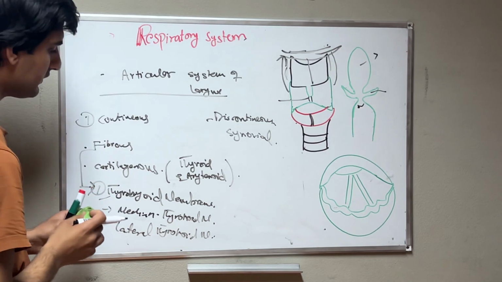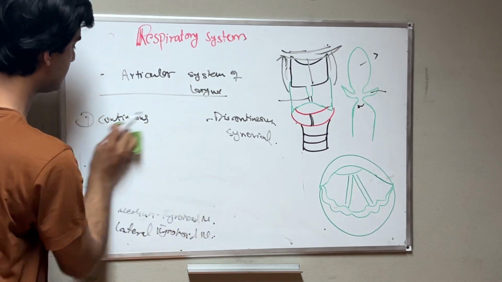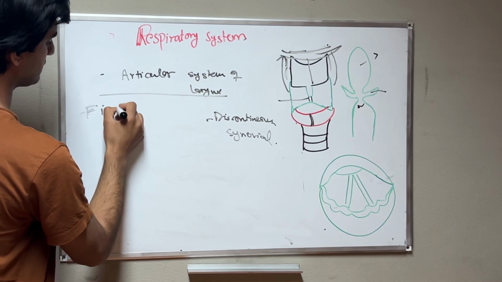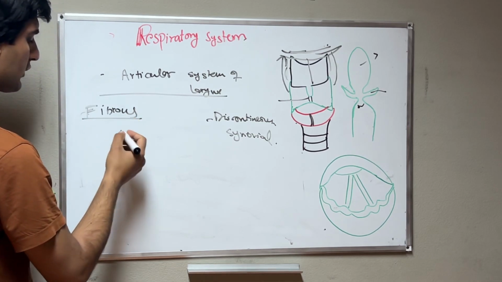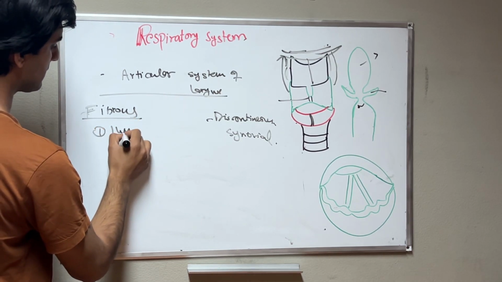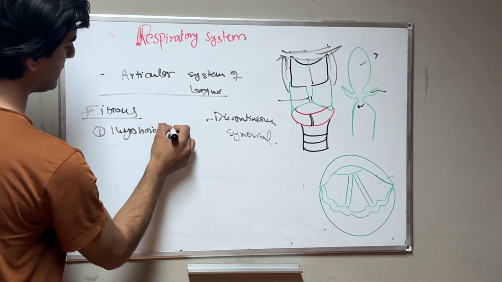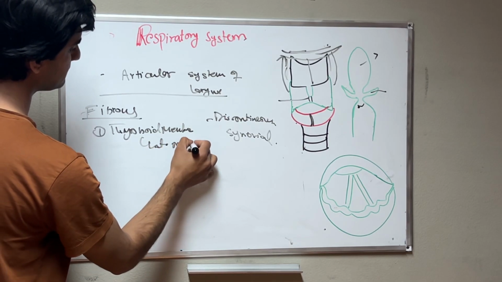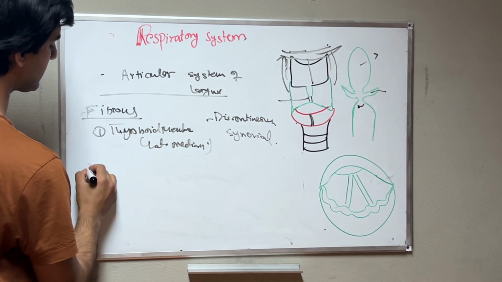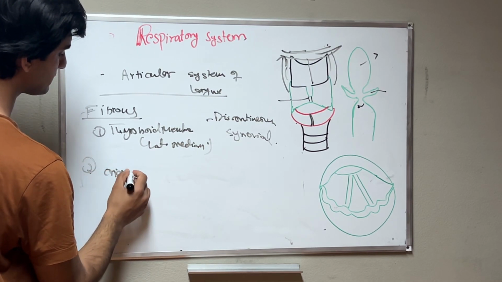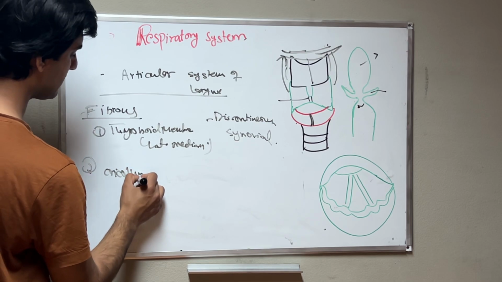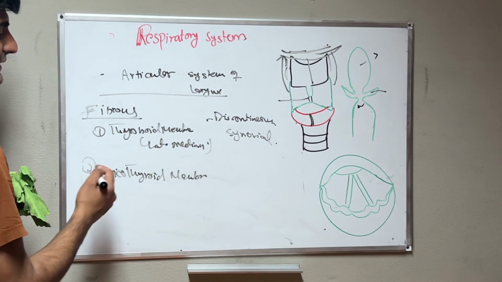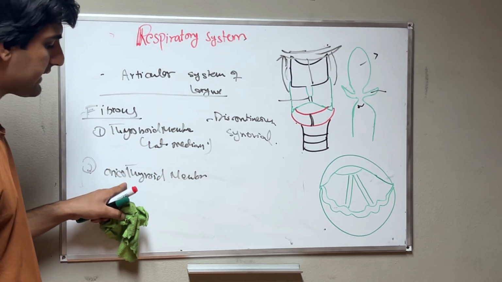Okay, now second, first I will write here because we are talking about the fibers. We already talked about the thyroid membrane, lateral and median, and I showed this one. Then second we have the cricothyroid membrane. What is the meaning of cricothyroid membrane? It means the membrane between the cricoid and thyroid cartilage.